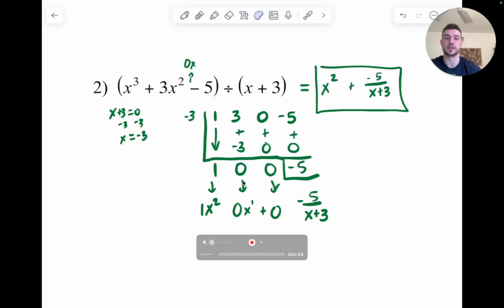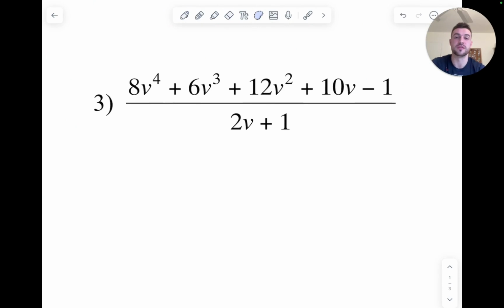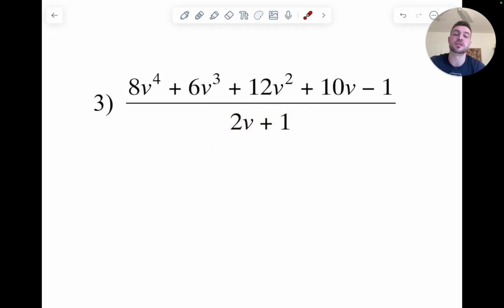All right, so for our last example, it's going to look a little bit different, a little bit more complicated. We have 8v to the fourth plus 6v to the third plus 12v squared plus 10v minus 1. So there's a lot more terms because we are dealing with a quartic polynomial, something to the fourth power, and we are now dividing by 2v plus 1. So our binomial that we are dividing by here is a little bit more complicated because there is a coefficient other than 1 here, but much of the process of what we did is going to be exactly the same.